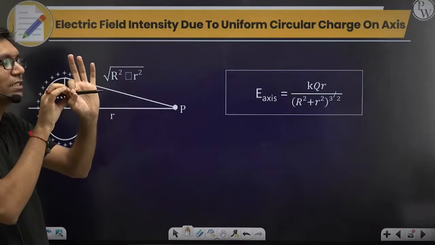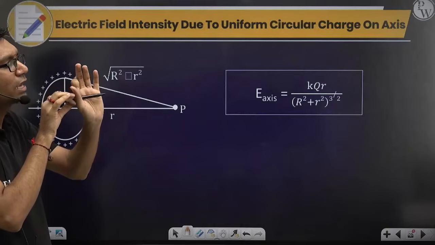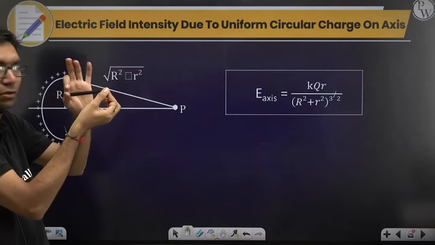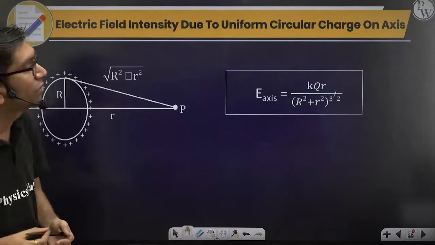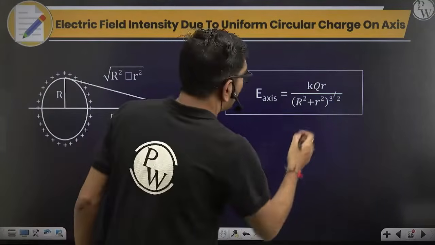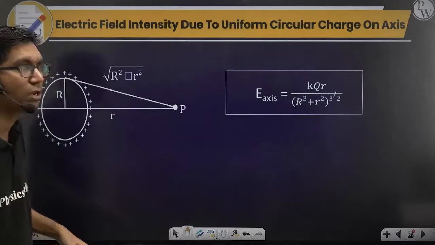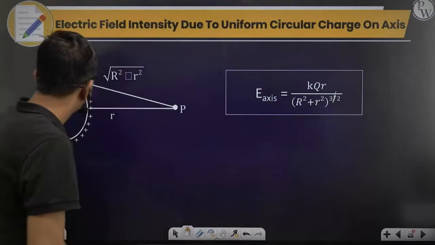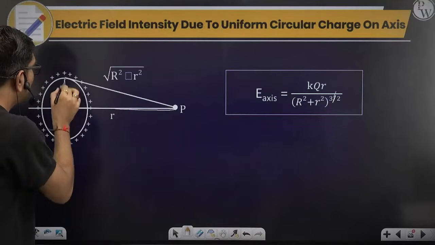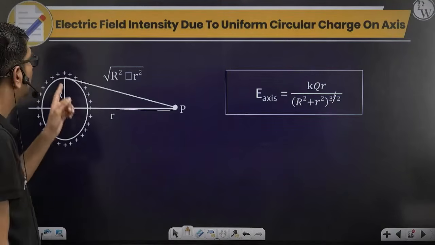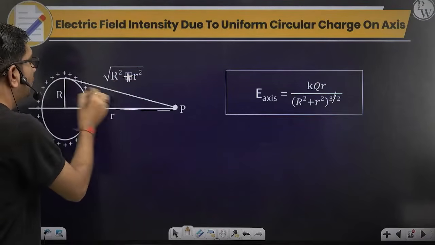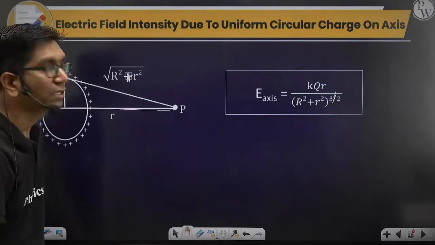Okay, on the axis is nothing but this one. So you have to calculate the electric field intensity on the axis, at this point. What is the formula? Just remember, kq small r by capital R square plus small r square whole power 3 by 2. Remember this one. This small r is the radius of the circle. Here you'll get, from Pythagoras theorem, capital R square plus small r square.